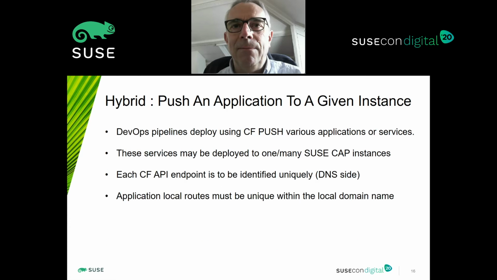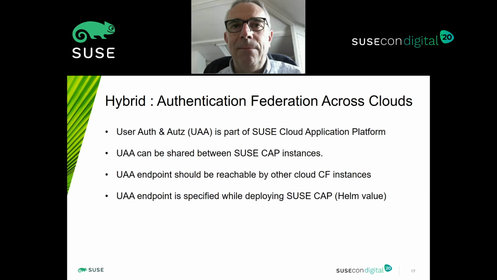Within your DevOps pipeline or from the dev station, your CF CLI will be able to push applications to any SUSE CAP instance. You may have local routes to identify apps from one cluster to another. The user authentication and authorization within CAP is managed by a component called UAA. This component can be deployed once and shared across many SUSE CAP instances. The UAA endpoint is configurable in the CAP Helm chart deployment and can be shared among multiple CAP deployments.